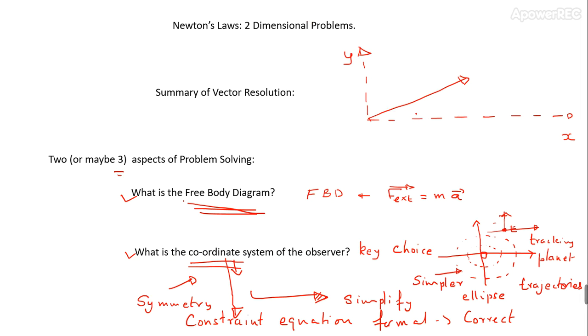Now, given these two steps done, you will know the direction of your force, the force vector, and you will know the direction of your coordinate system, and you will know this angle. And you will want to convert this vector equation into two scalar equations, and that's what we wrote down last time, which is Fx is equal to max and Fy is equal to may.